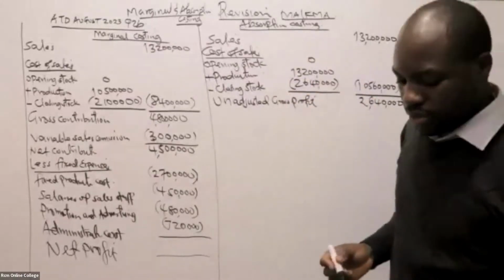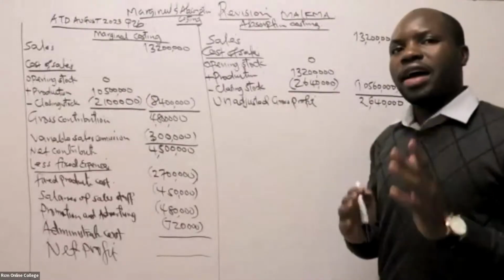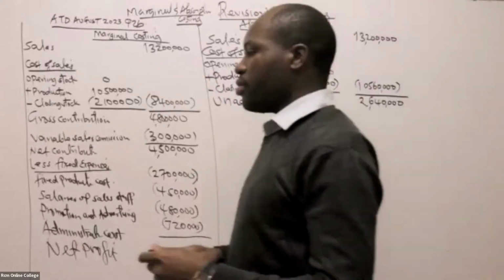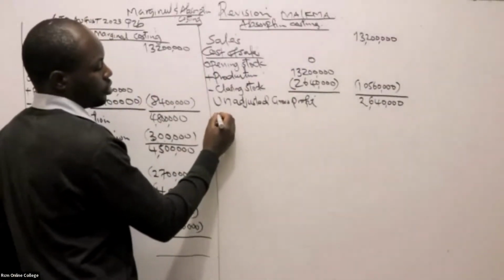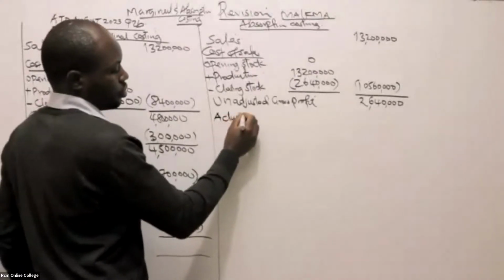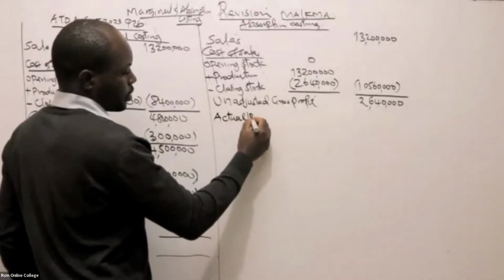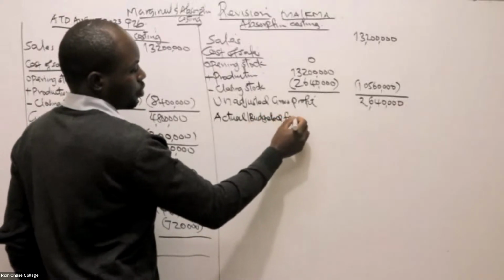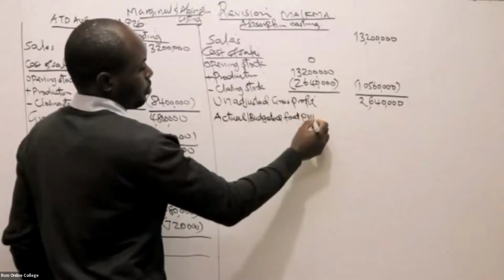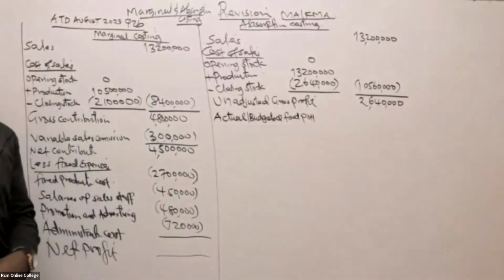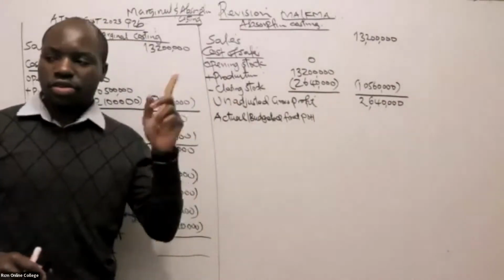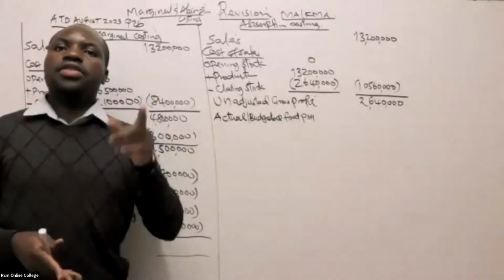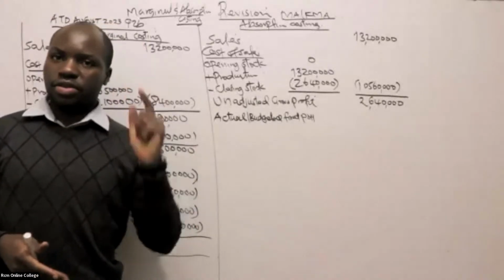The only thing we want to check is, do we have over or under absorption of overheads? That is what we now need to check. So we look at actual or budgeted fixed production overheads. You must look for actual fixed production overheads, but if you don't find it, use the budgeted fixed production overheads.